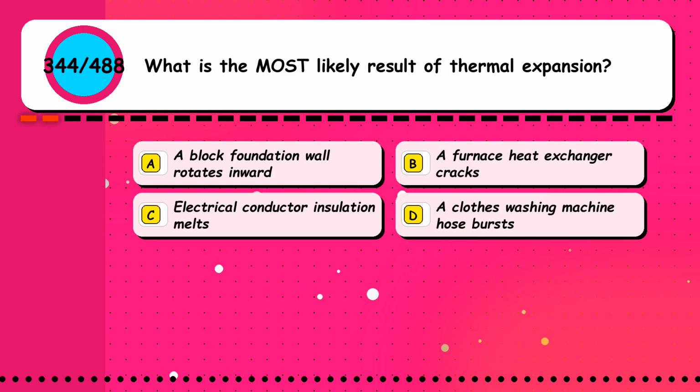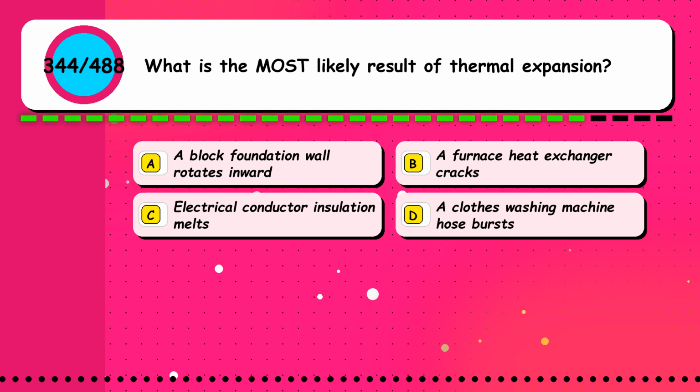Question 344. What is the most likely result of thermal expansion? Option A, a block foundation wall rotates inward. Option B, a furnace heat exchanger cracks. Option C, electrical conductor insulation melts. Option D, a clothes washing machine hose bursts.